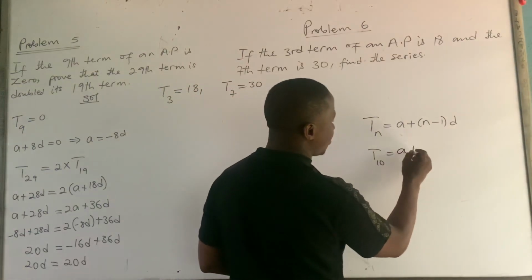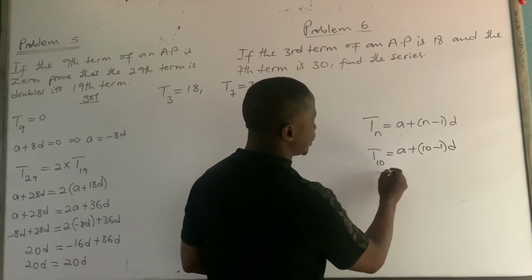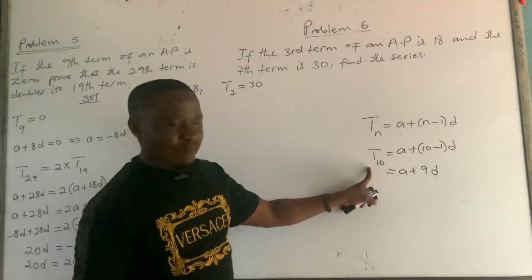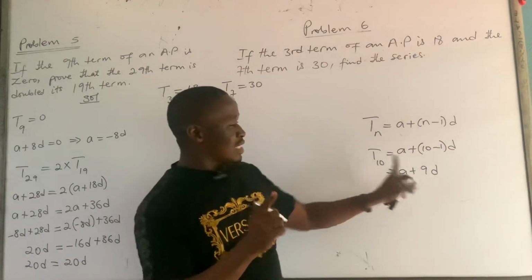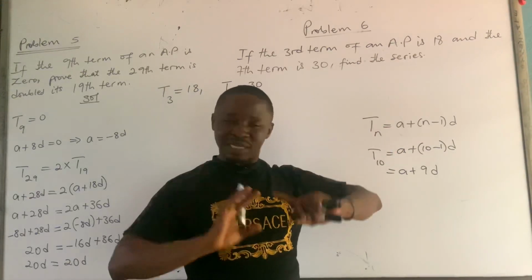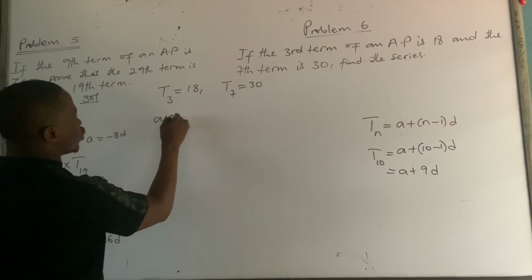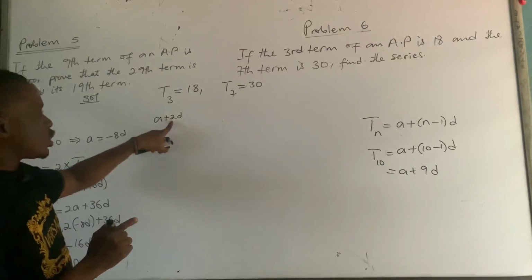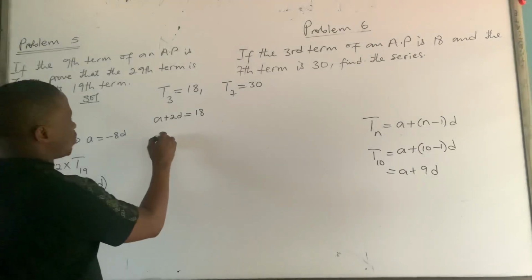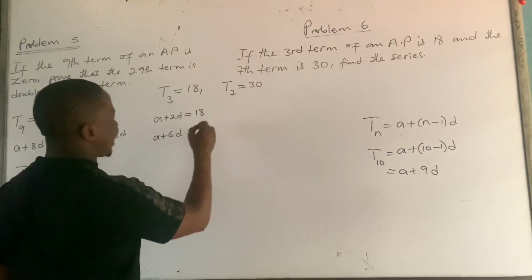So we say A plus, for n is 10, A plus 10 minus 1 is 9. So the 10th term is A plus 9D. Remember 10 minus 1 is 9. So A plus 9D, that's all. So the third term is A plus 2D, remember 3 minus 1 is 2, which is 18. The seventh term, A plus 6D, remember 7 minus 1 is 6, which is 30.